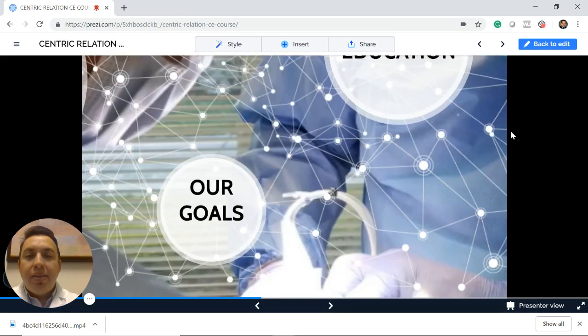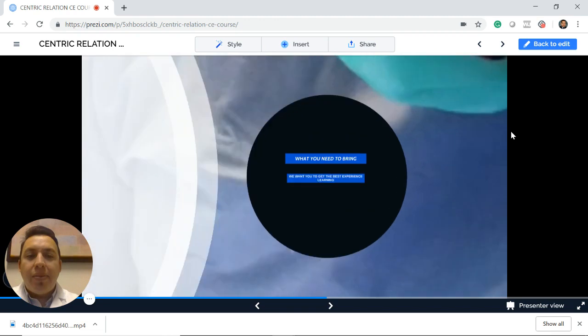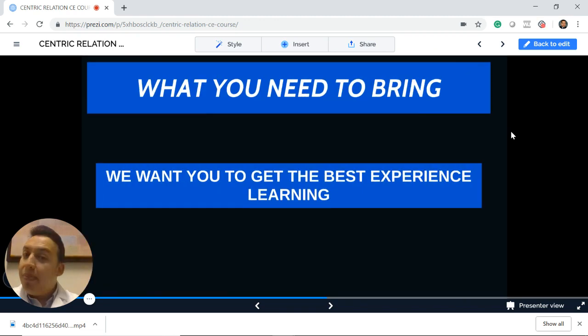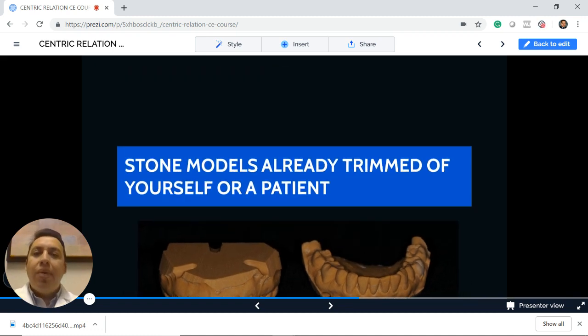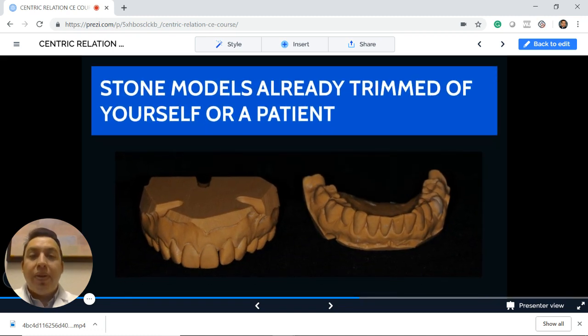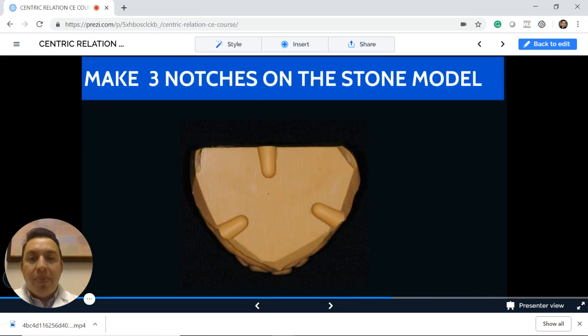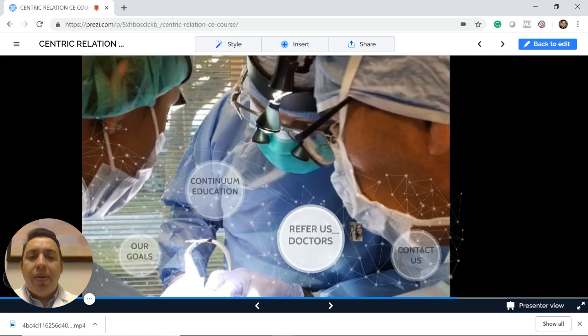Okay, so now moving on. For this particular course, we have some requirements, and because we want you to get the best experience, we want you to make some stone models of your own teeth. Once you've made those models and trimmed them, please make 3 notches, as you can see in this particular picture, and bring them with you.